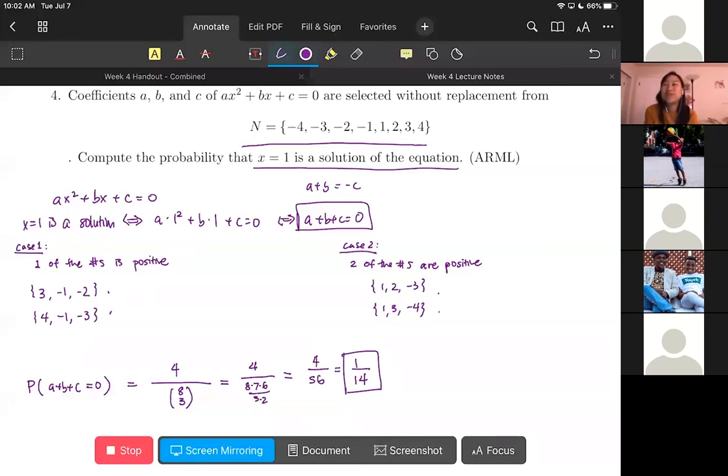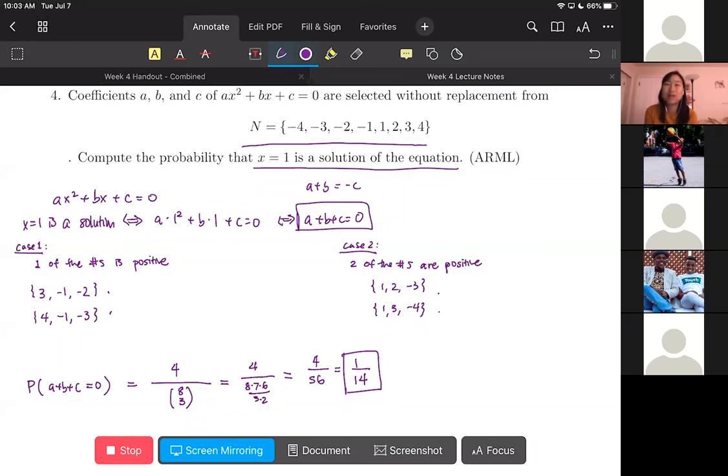So this one's a bit tricky. It required a lot of different steps. First, we had to think about understanding what it means for x to be a solution or a root of the equation, plugging it in, and then we transformed it into a different problem.